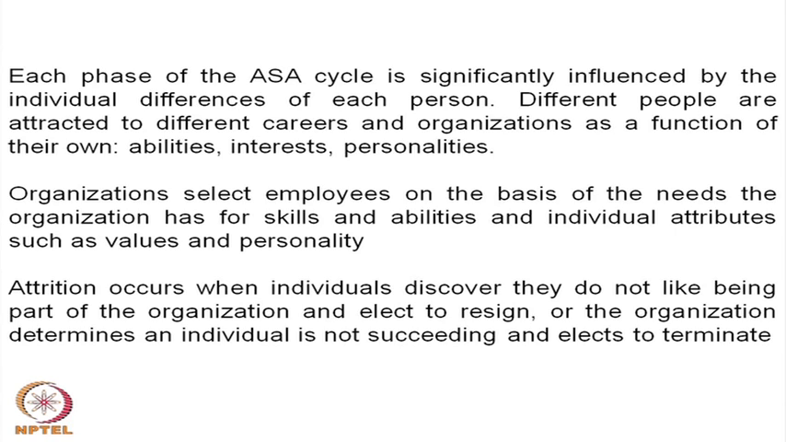Organizations also select different employees based on the needs of the organization for different skills, abilities and individual attributes like personalities and values. Attrition occurs when the employees feel that their personal preferences, personal choices, or personal makeup are not matching with what the organization wants, and either they choose to leave or the organization chooses to terminate the employment relationship. So, these are the three phases, and in each of these phases we find individual differences play a major role.